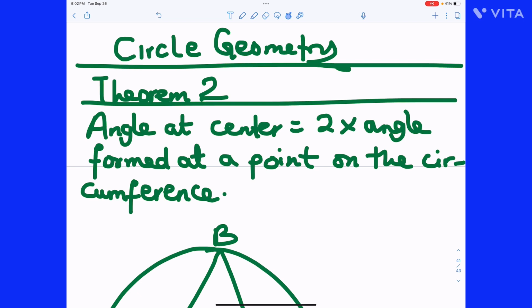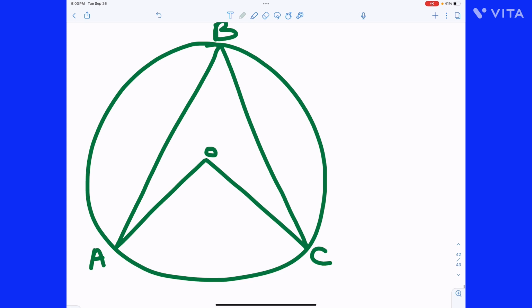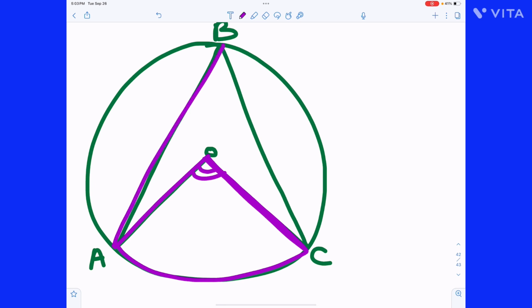Theorem 2 now. Theorem 2 states that the angle at the center is equal to 2 times the angle formed at any point on the circumference of the circle. What we mean is that we need to prove the theorem. We want to prove that the angle formed at the center on this arc, angle AOC, is 2 times the angle ABC formed on the same arc but now at a point on the circumference of the circle. We want to show that this is equal to 2 times this. So let's go ahead and do that.